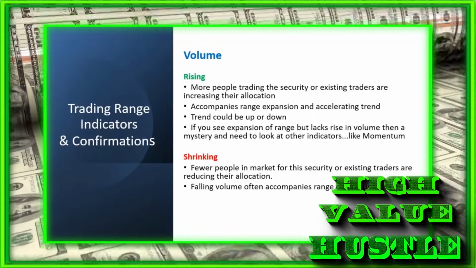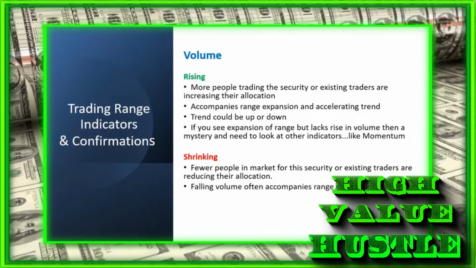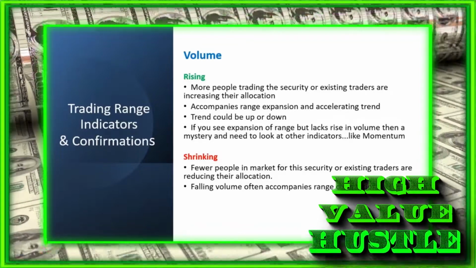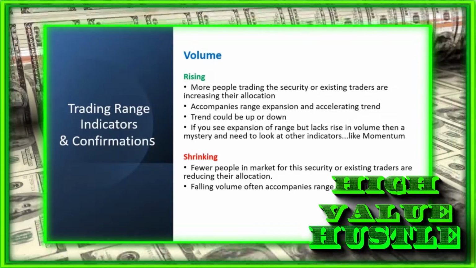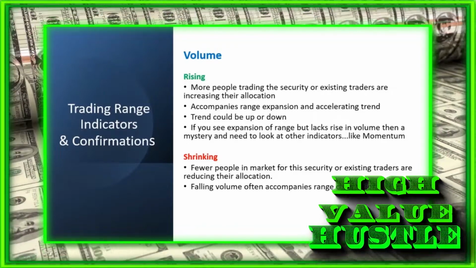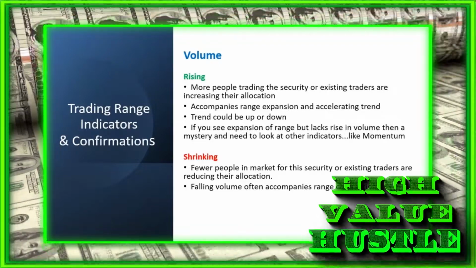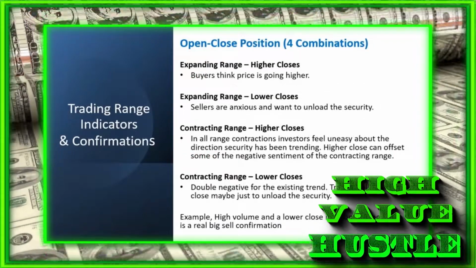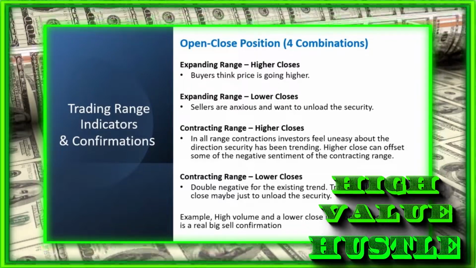Now, if volume is shrinking, which means fewer people are in the market for this particular security, or existing traders are reducing their allocation and getting out of it, falling volume often accompanies a range contraction, where the width between the high and low might be contracting, and that might be associated with falling volume when you're looking at a trading range, a range of prices. Another thing you can look at, in terms of trading range and giving some indicators and confirmations, is the open and close position.